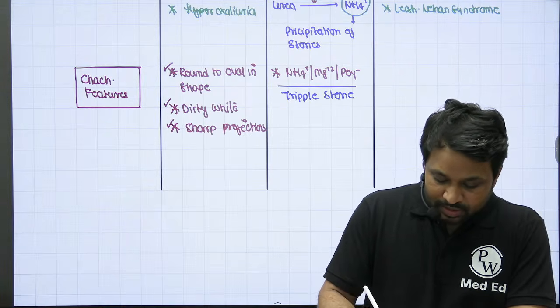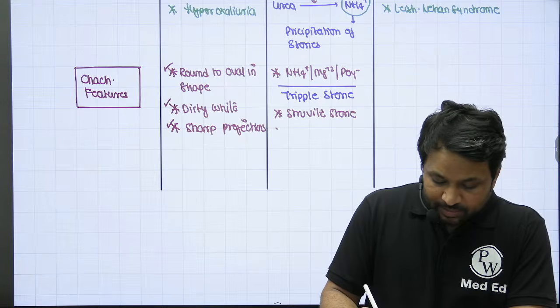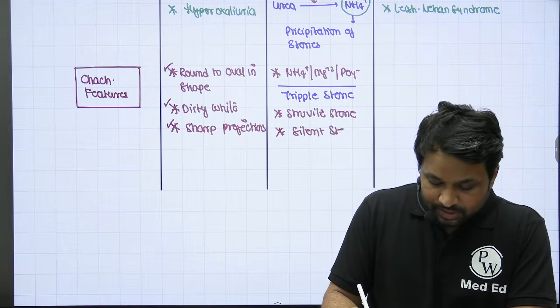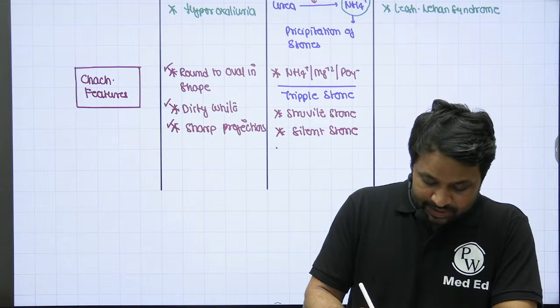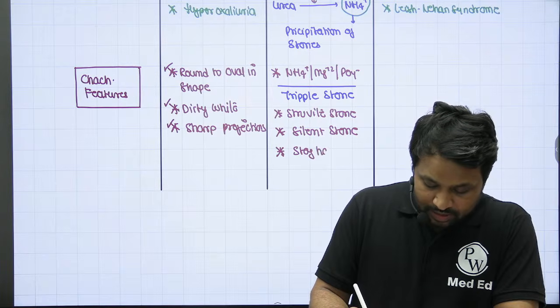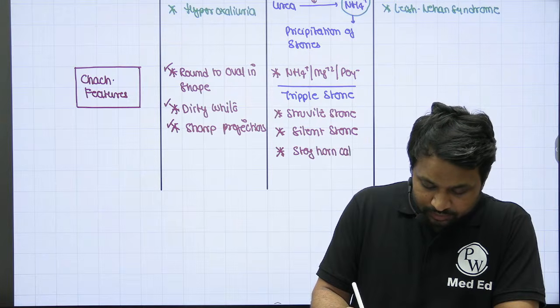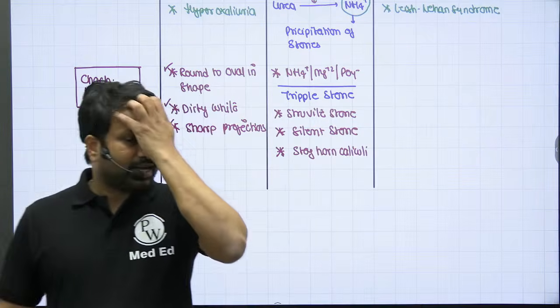The other name it is given is the struvite stone. Because it damages the entire parenchyma, the patient becomes symptomatic. This is also called the silent stone. So you have the triple stone, struvite stone, silent stone. It takes the shape of the pelvicalyceal system, so this is also called the staghorn calculi.